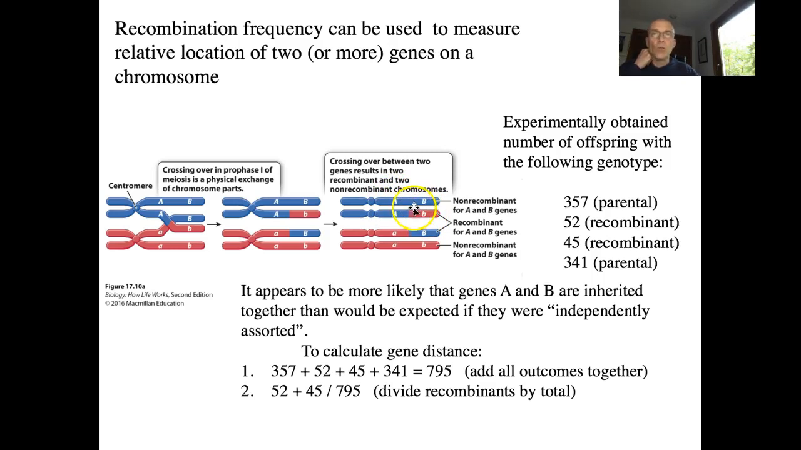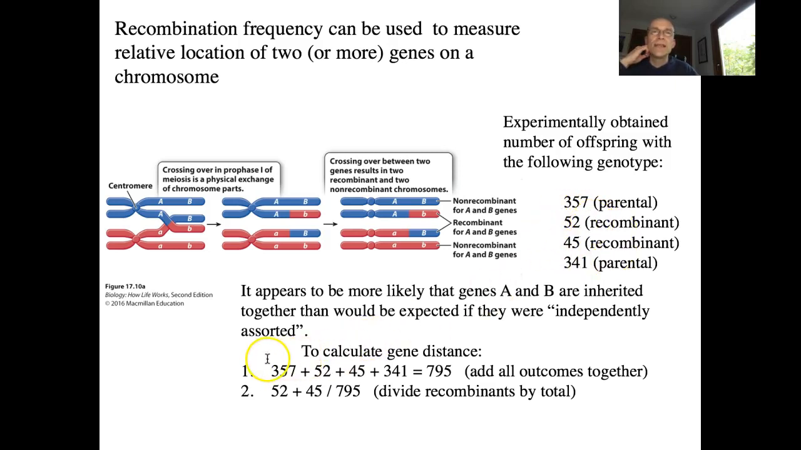Now, under what conditions could A and B be independently assorted? Well, of course, under the condition that there's recombination occurring in between those two genes. And so when that happens, you get this outcome. This is the outcome that you get for the recombinant flies, where that occurred in between A and B, and this is where it did not occur in between A and B. Now, the further these two genes are apart from each other, the more likely this should happen.